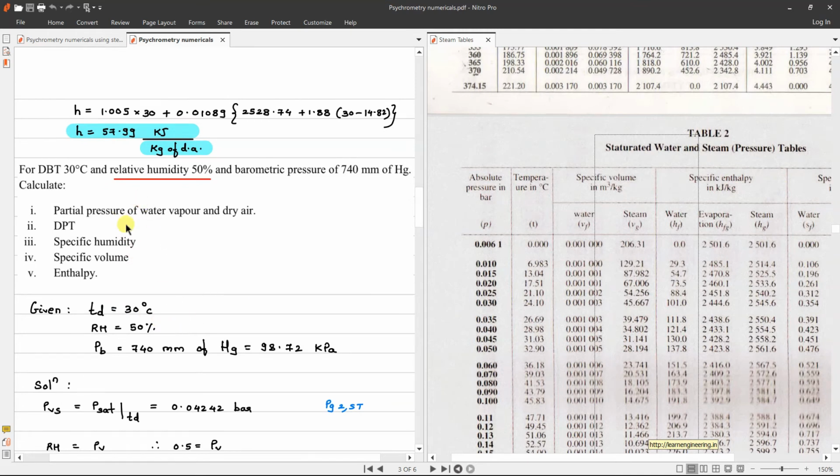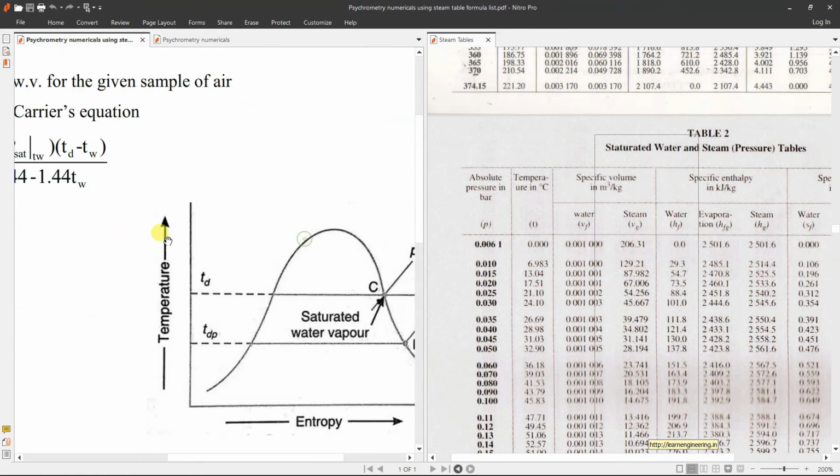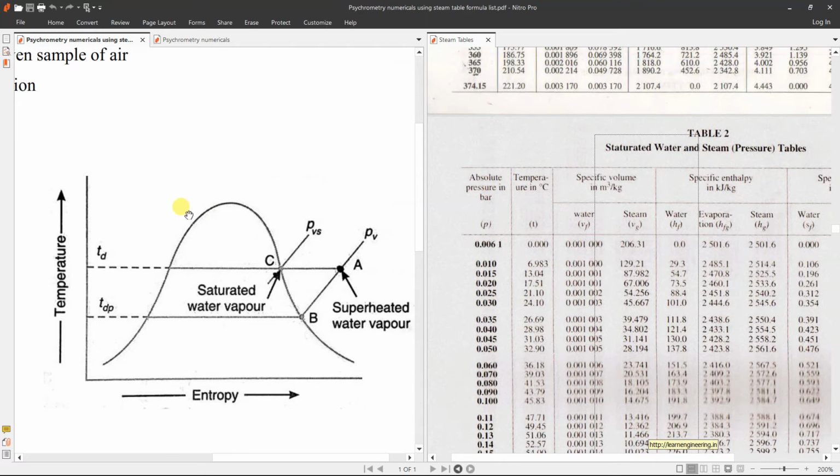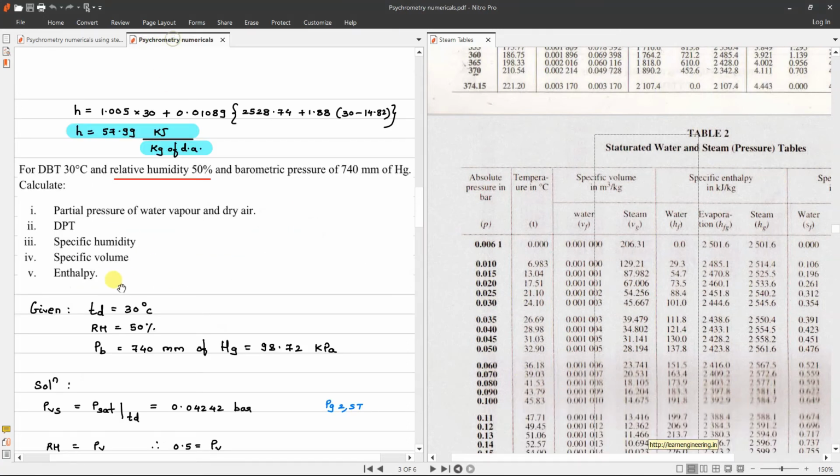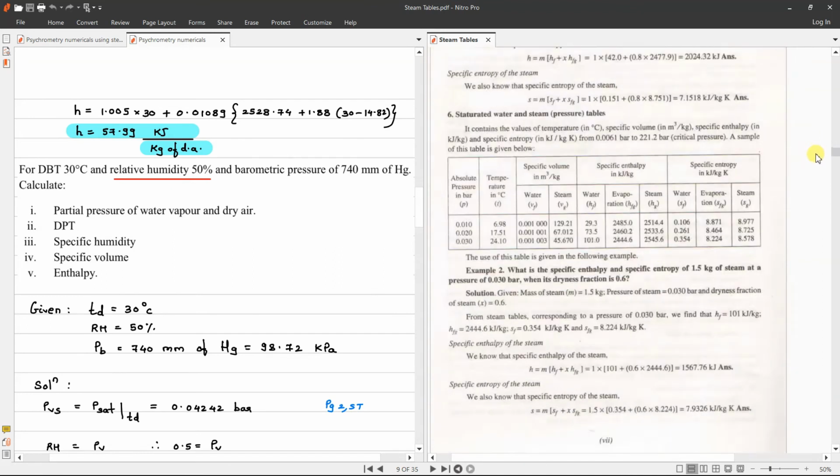Okay, now the first step is we have to calculate PVS. How to calculate PVS? PVS is Psat at dry bulb temperature. See that diagram. PVS, this pressure, is the saturation pressure at dry bulb temperature. What is the dry bulb temperature? 30 degrees Celsius. So we have to go back to the temperature tables. Table number 1.